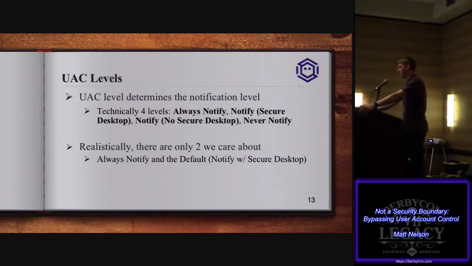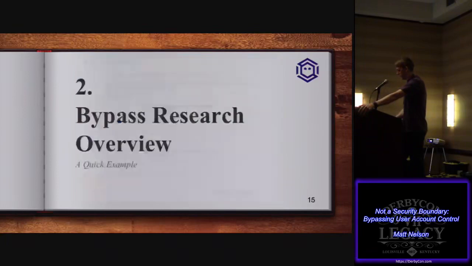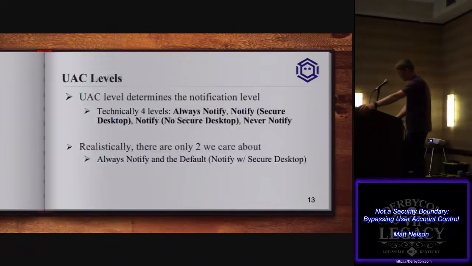There are various UAC levels. I'm sure a lot of you are pretty familiar with them, right? You've got always notify, which for whatever reason, to most people means they're completely okay with their user being in the local administrator group if this is set. You've got notify with secure desktop, notify with no secure desktop, and then never notify. The default is going to be notify, that middle one. All the way at the top is always notify, and all the way at the bottom is never notify. Again, default is notify.